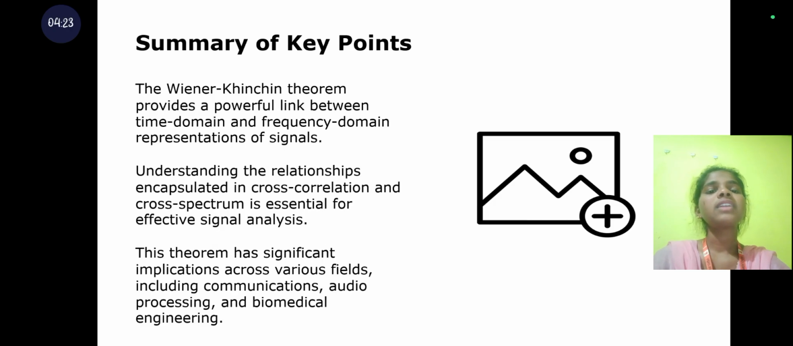Summary of key points. The Wiener-Khinchin theorem provides a powerful link between the time domain and frequency domain representation of signals. Understanding the relationships encapsulated in cross correlation and cross spectrum is essential for effective signal analysis. This theorem has significant implications across various fields including communications, audio processing and biomedical engineering.